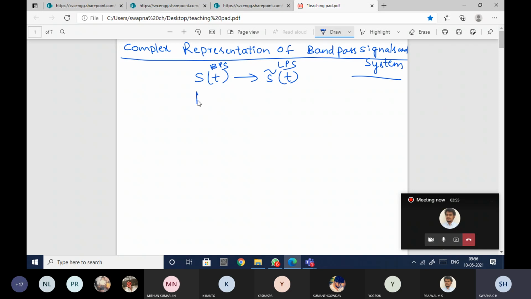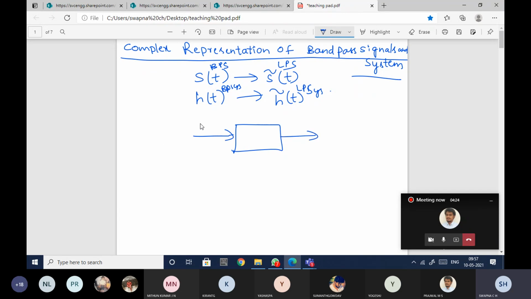In the same way, we have also seen for the system H of t, a bandpass system. Okay, so this we have represented in the low pass, the low pass system representation. Okay, so now in this topic he is asking you to represent the complex representation of bandpass signals and systems.